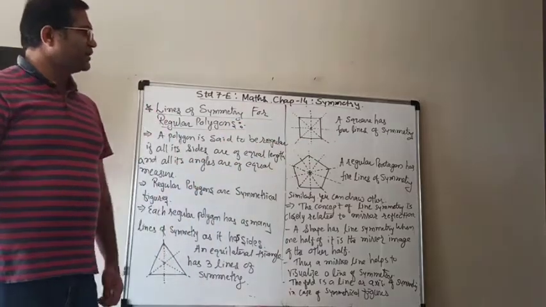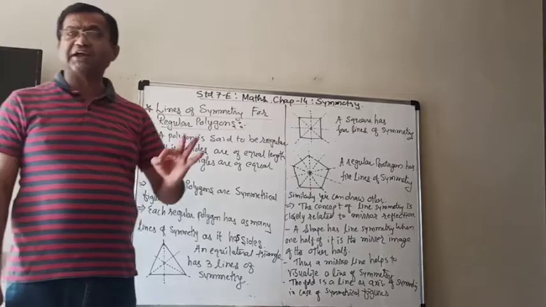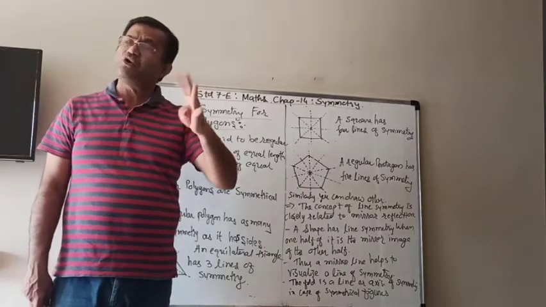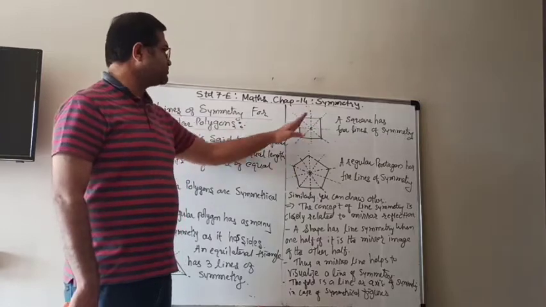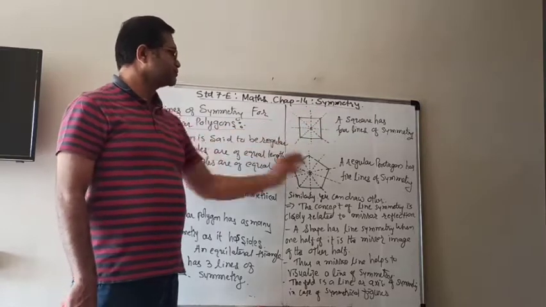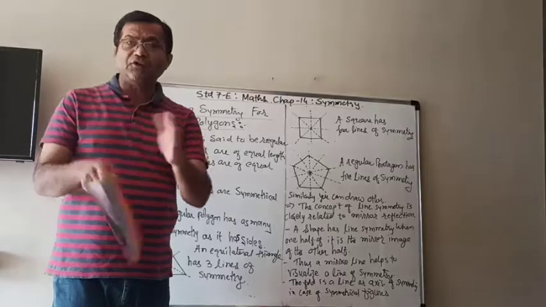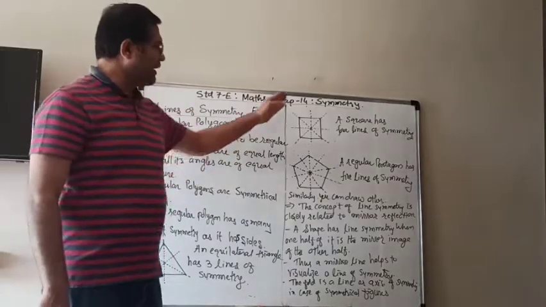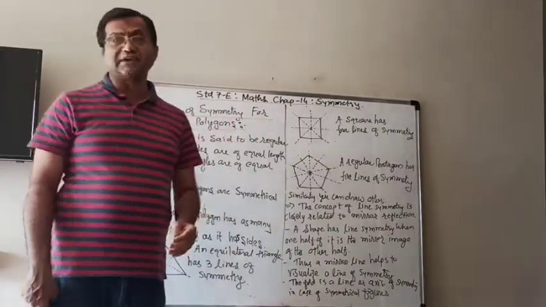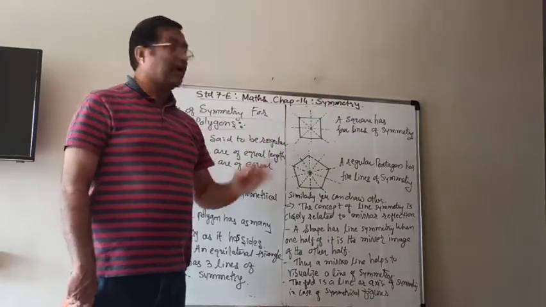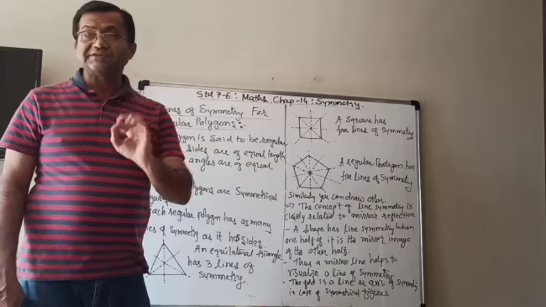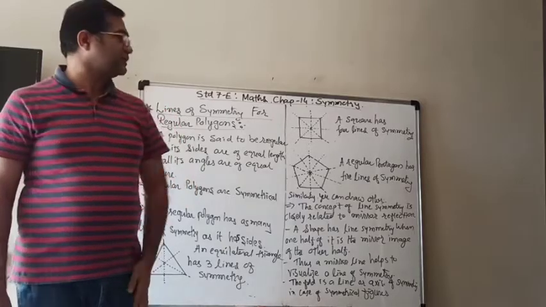Take another figure, the square. A square is a regular polygon with how many sides? 4 sides. And therefore you can draw 4 lines of symmetry like that. So if you fold along each line of symmetry, they will coincide, either this way, or along the cross, everywhere. So it has 4 lines of symmetry.